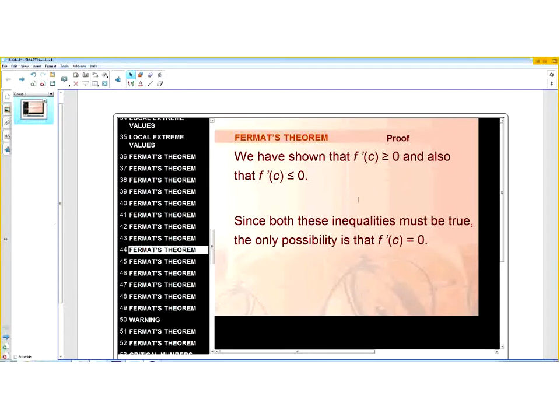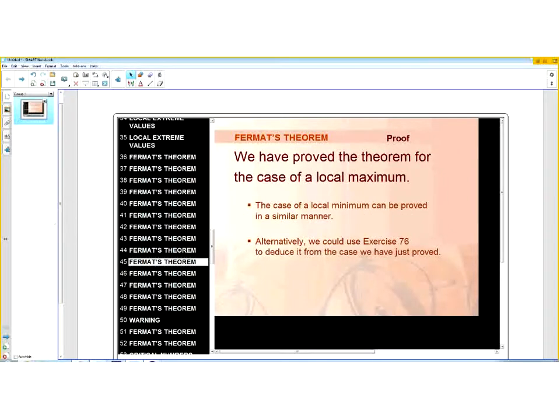So, as we were saying, we had Fermat's theorem, and we have just demonstrated that at x equals c, in the case of a local maximal point, the derivative at x equals c is greater than 0, and also the derivative at x equals c is less than 0, depending on how you approach c. So these inequalities must be true. Both of these must be true, and so we have to conclude that the derivative at x equals c is 0. So this is essentially a squeeze theorem. All right. So we proved it for a local maximum. The case for a local minimum can be proved in a similar fashion.